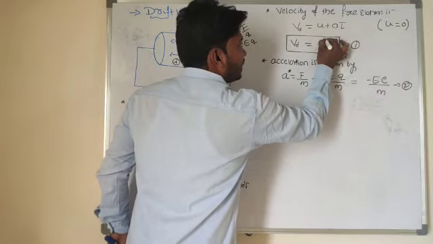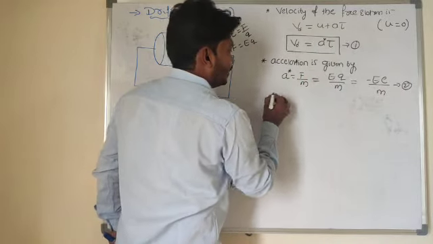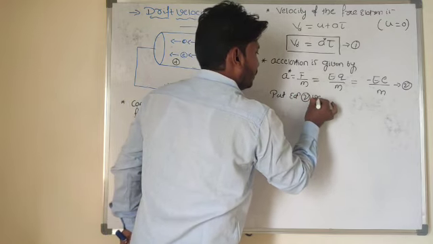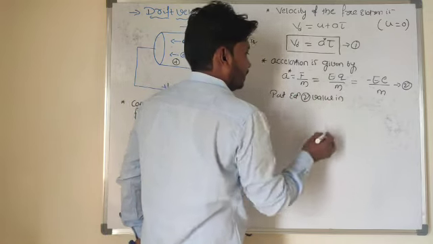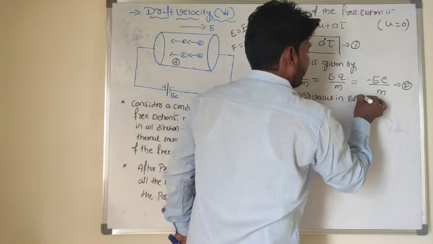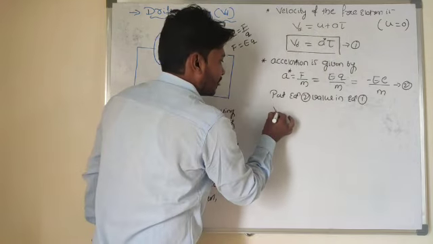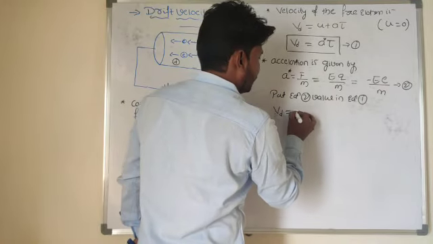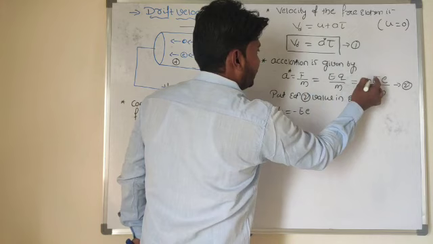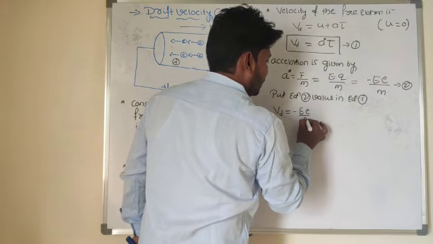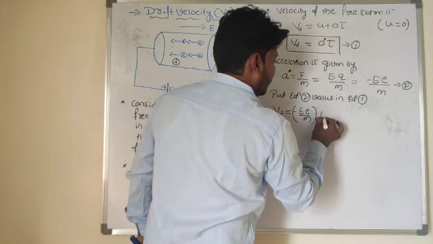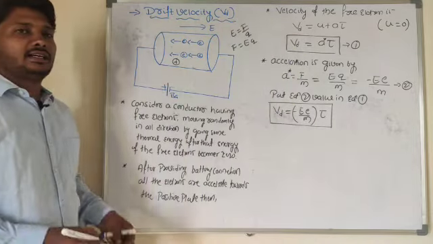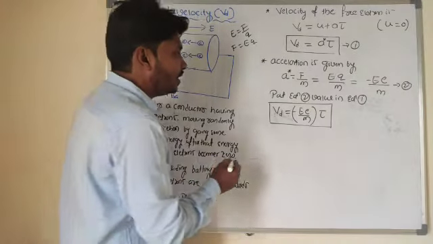So this acceleration value I will fill in equation 1. So look here, put equation 2 value in equation 1. So V of D is equal to what? Drift velocity, V of D is equal to minus of e into E divided by m into tau. So this is the required expression for the drift velocity here.